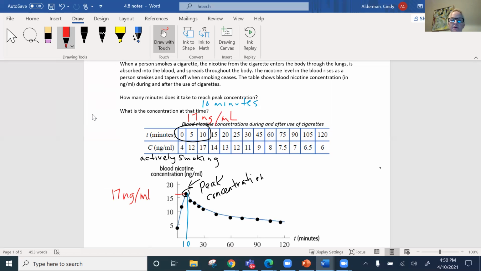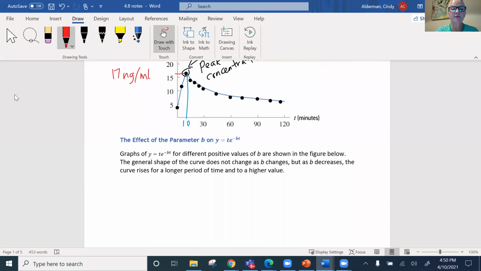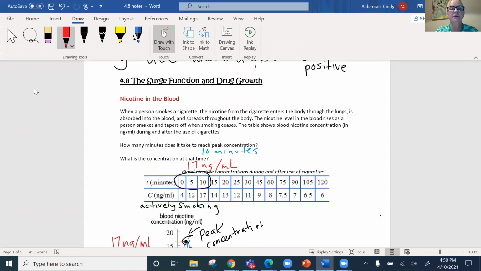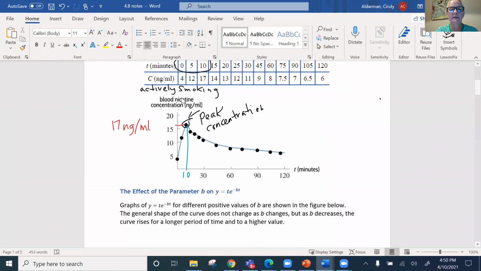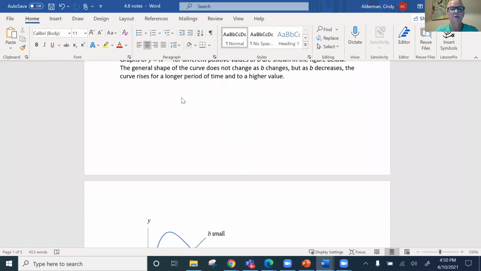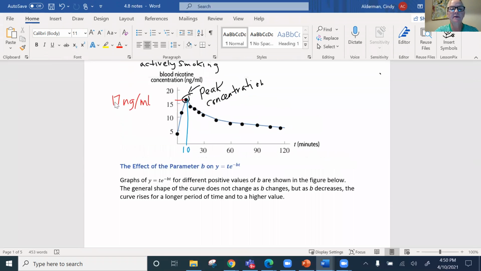So this section is really about reading the graph. There's a little bit of derivatives in this section, but it's really about reading the graphs. So first we have different parameters. I told you the B parameter in the original function up here is important.